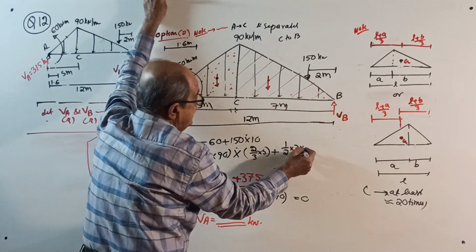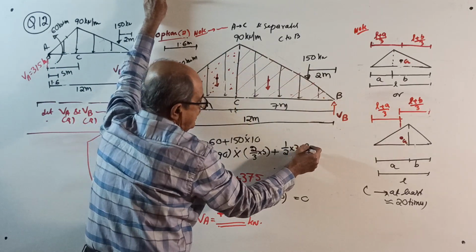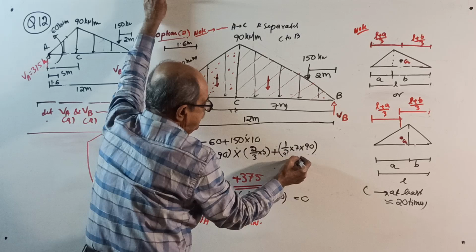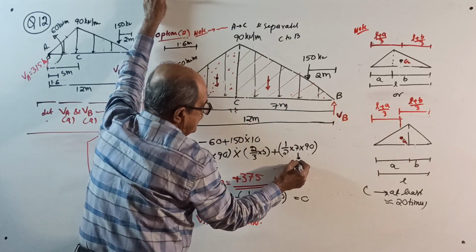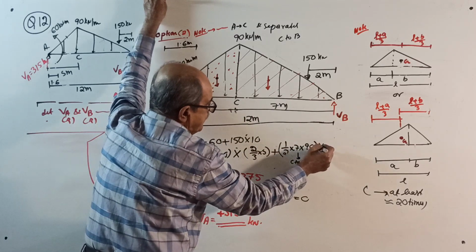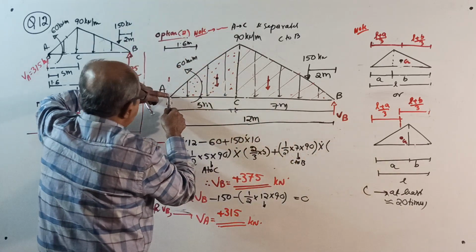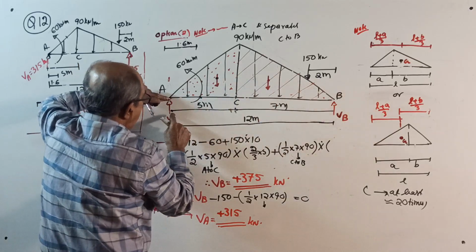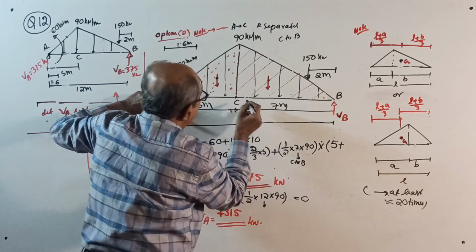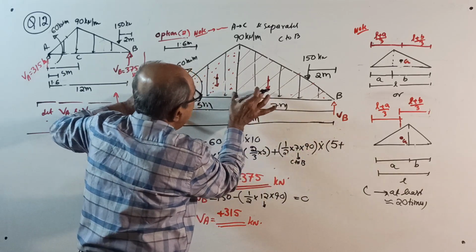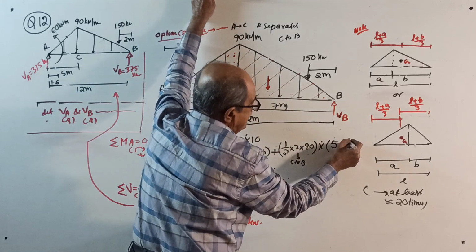Half into 7 into 90 is one more load. This is the total load from C to B. C to B multiplied by from here to here is 5 meter, plus another from here to here will be 1/3 of 7.